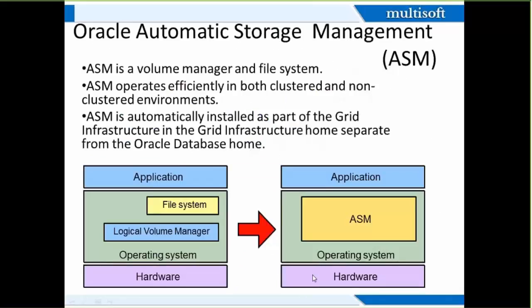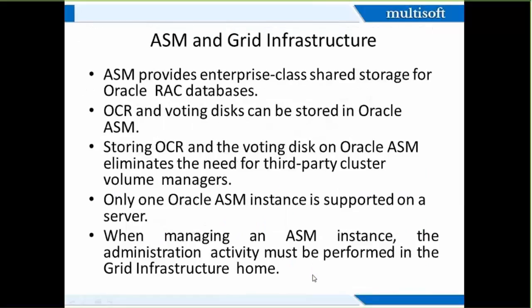So ASM was introduced in 10g, and it is a volume manager and a file system, which is basically used for storage purposes. Oracle always recommends that you use ASM only, right? ASM is automatically installed as a part of Grid Infrastructure on top of the operating system. You do not need to install it separately, and it replaces the local volume manager, which needed to be installed prior to ASM, right? So ASM and Grid Infrastructure provide enterprise class shared storage.